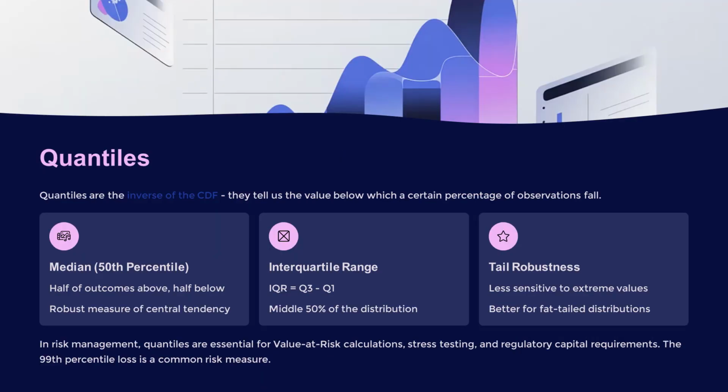Quantiles and robust measures. Not all distributions behave nicely. Heavy tails can make means and variances misleading or even undefined. That's where quantiles come in. The quantile function, the inverse of the CDF, maps probabilities to outcomes. Two critical measures. Median, the 50th percentile, splitting probability mass in half. Interquartile range, the spread between the 25th and 75th percentiles. These are robust alternatives to the mean and variance, much less sensitive to extreme tail events. This is why regulators and practitioners often prefer quantile-based risk measures like value at risk.